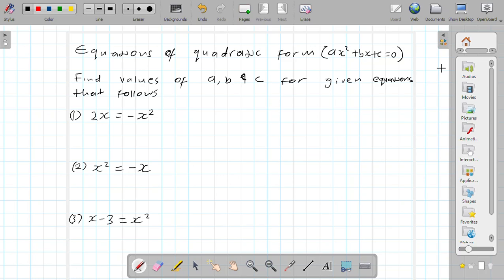Good day everyone. Today I'm going to show you how to obtain values of a, b, c from equations of quadratic forms. The question says find the values of a, b, and c for the given equations that follow.